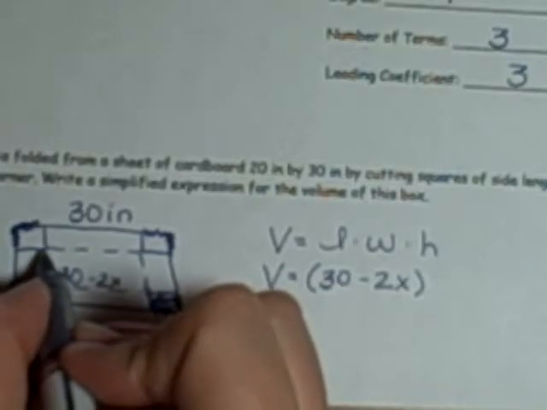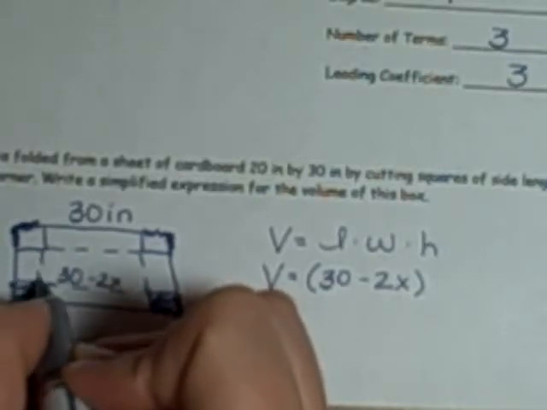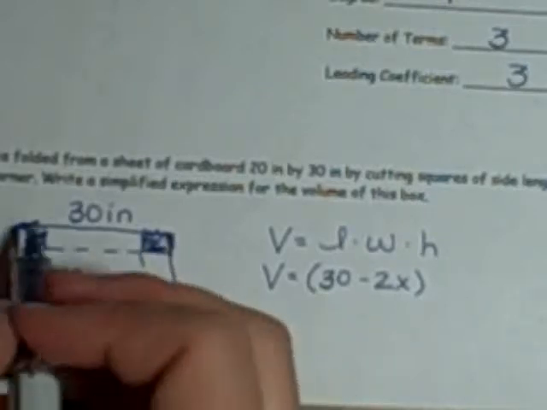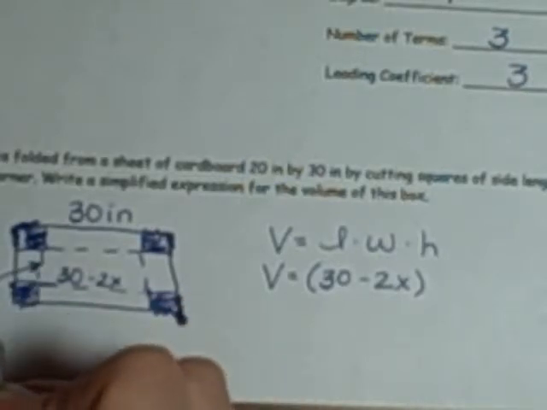My width is going to be similar. It used to be 20 inches from here to here, but I cut off an x here and I cut off an x here. Cut off all these x's. So this side here, and I guess I'll just write it over here, is 20, and I cut off 2 x's. So my width is 20 minus 2x.